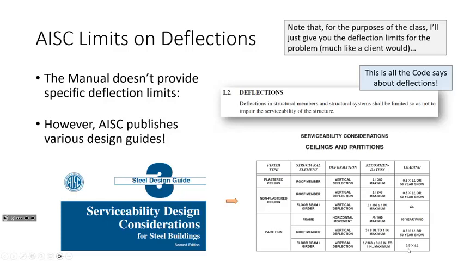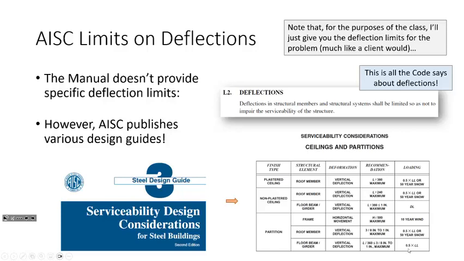So if you open this manual up to chapter L, and you don't have to open it up because I have it here on the screen. If you open it up to chapter L, which is the chapter on serviceability, and you read the code and you say, what does the code say about deflections? It says this: deflections in structural members and structural systems shall be limited so as not to impair the serviceability of the structure. And that's it. That's all it says. So what does that mean? Like, do I limit the deflection to L over 360? Do I limit it to 2 inches? What do I do?